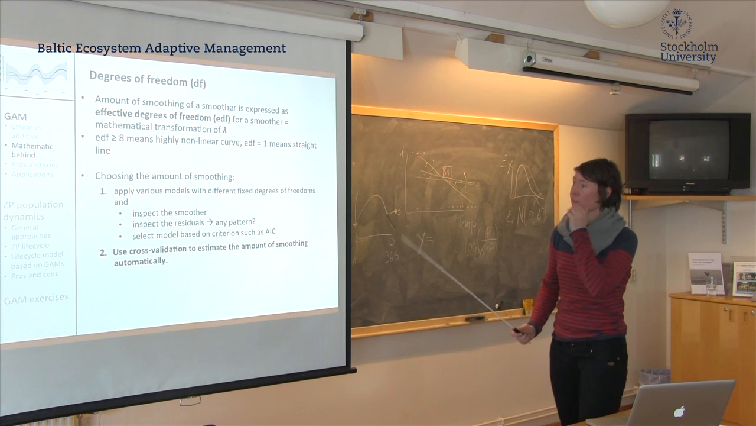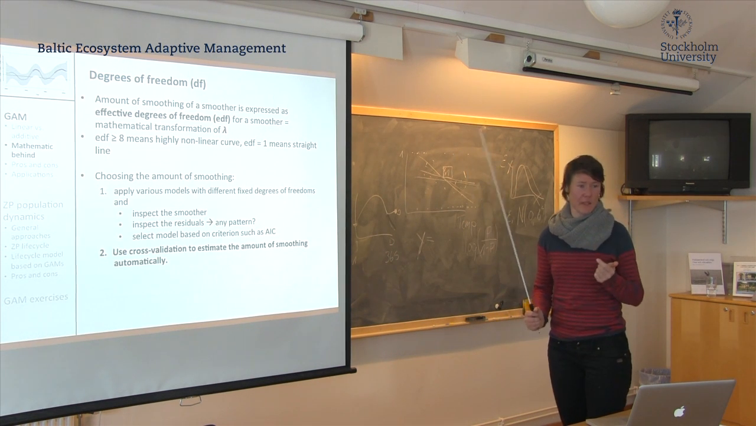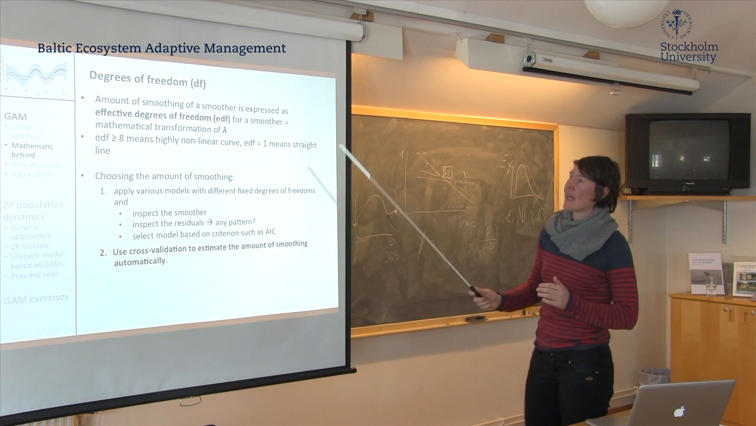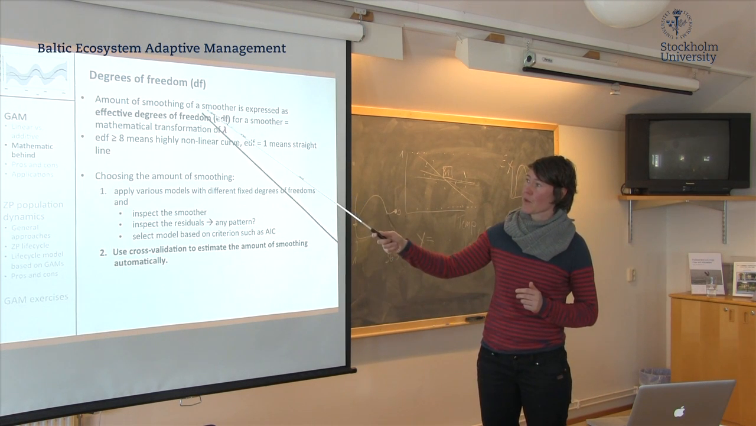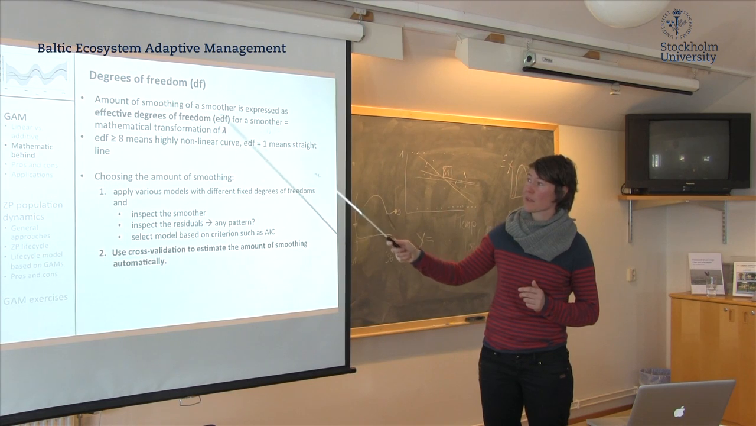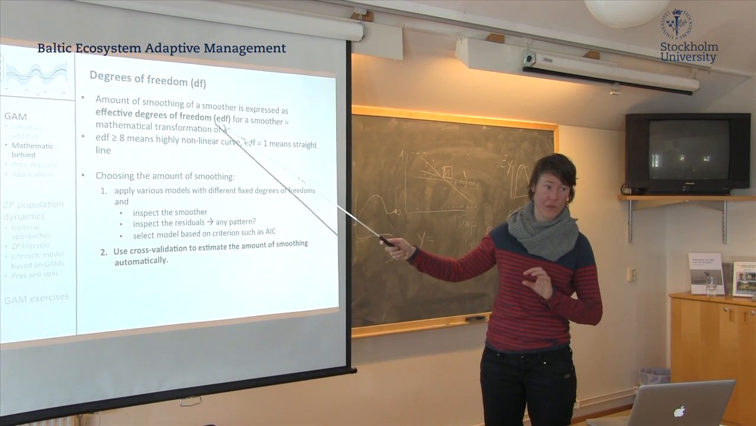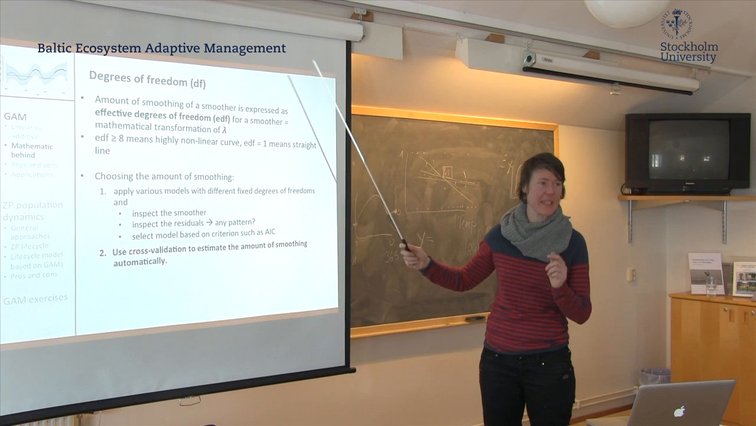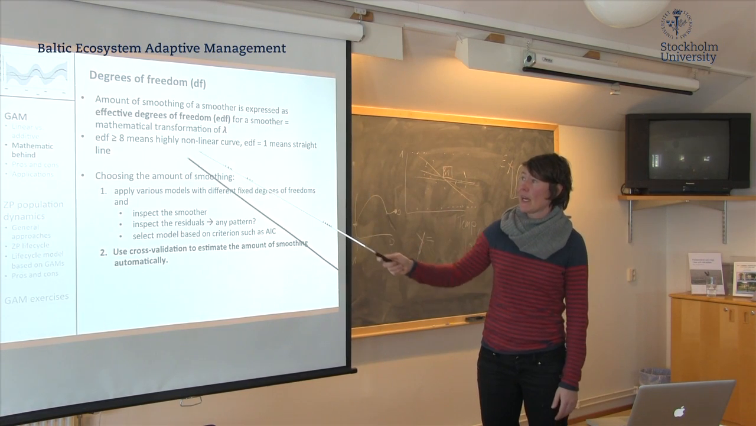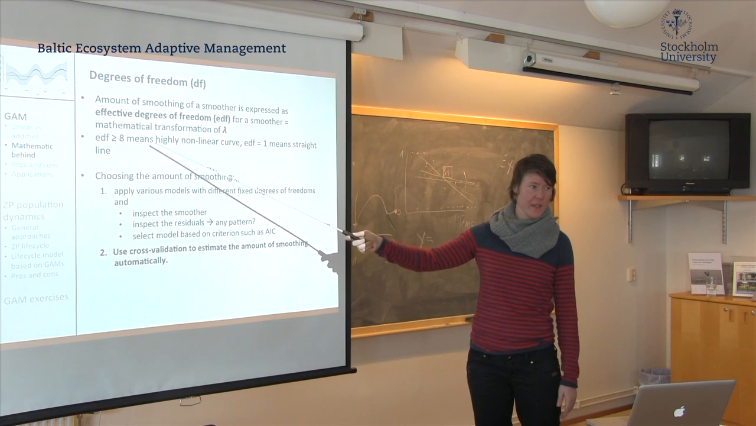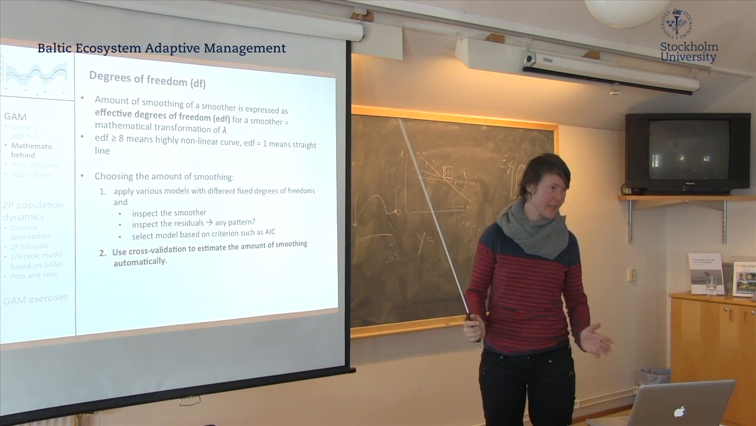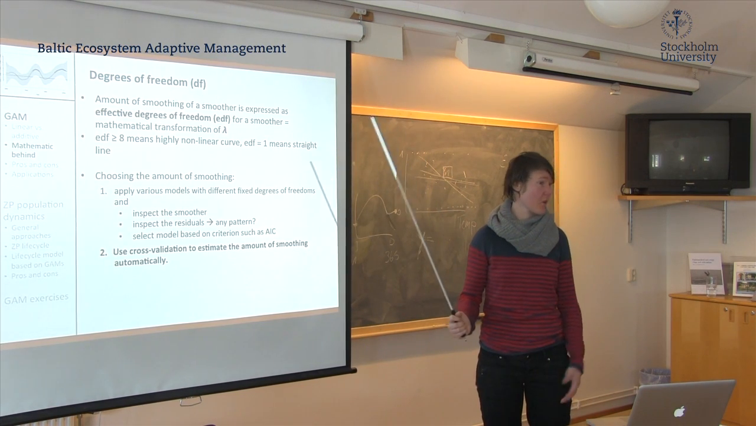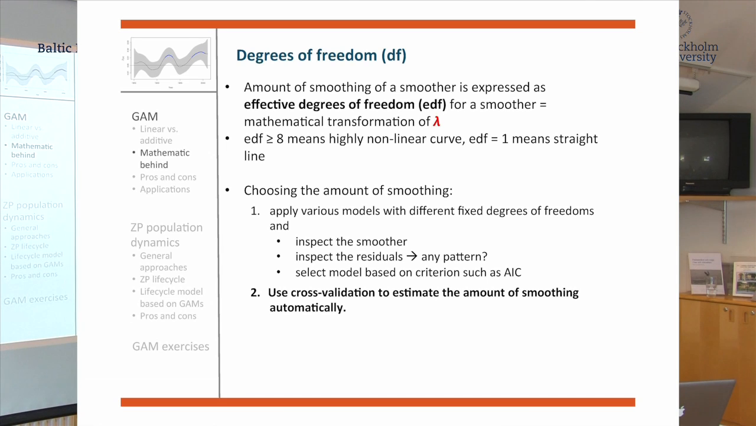As I said again, this lambda value has to be estimated. How much smoothness is allowed in the model. And this amount of smoothing is sometimes also called effective degrees of freedom, and this is a mathematical transformation of your lambda value. You never get a lambda, you always get an EDF value in the output. If it's higher than or equal to 8, that means it's highly nonlinear. An EDF of 1 means that it's a straight line. You could, in fact, also apply a linear regression.